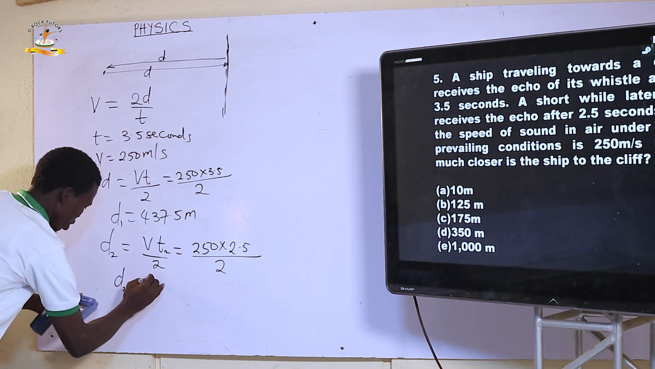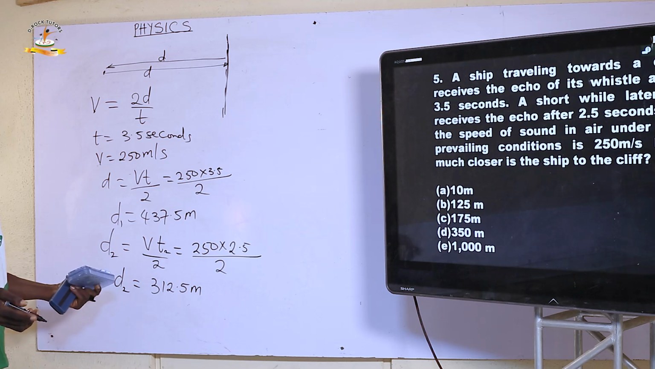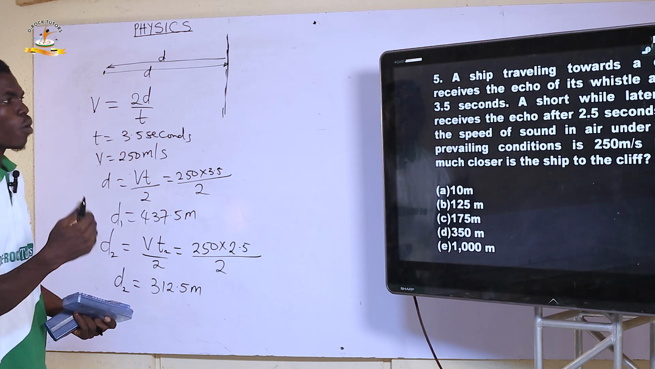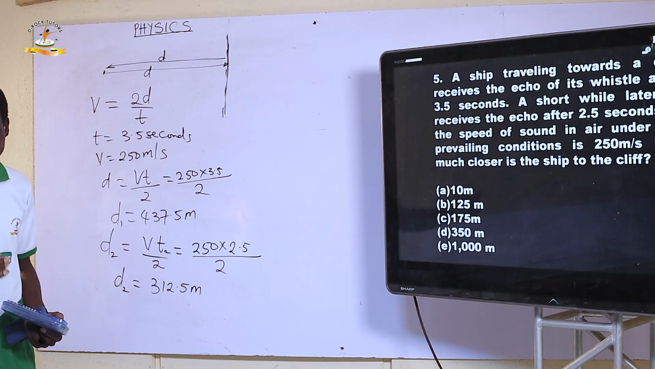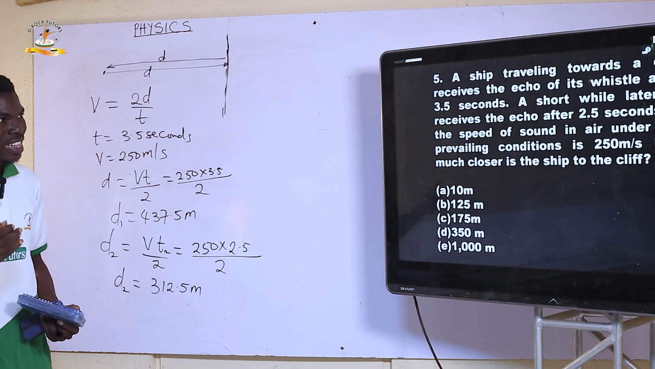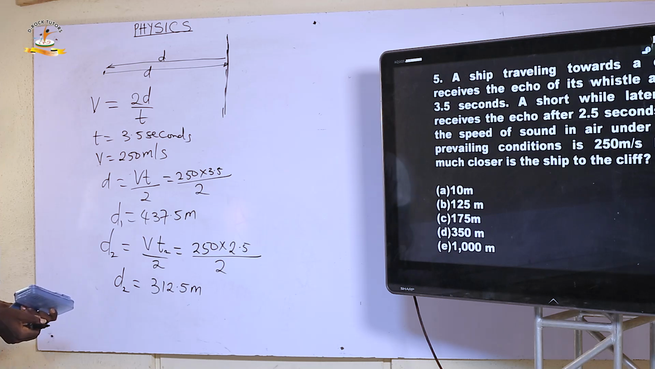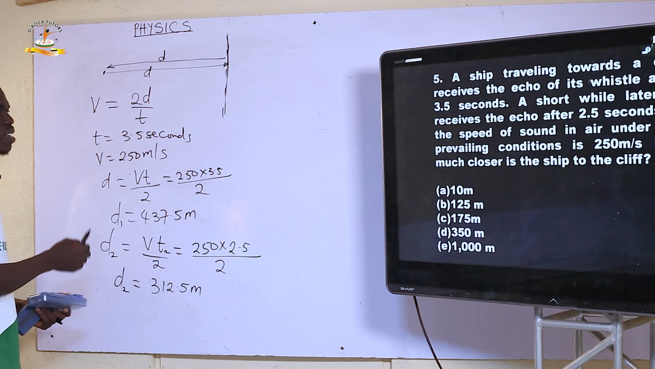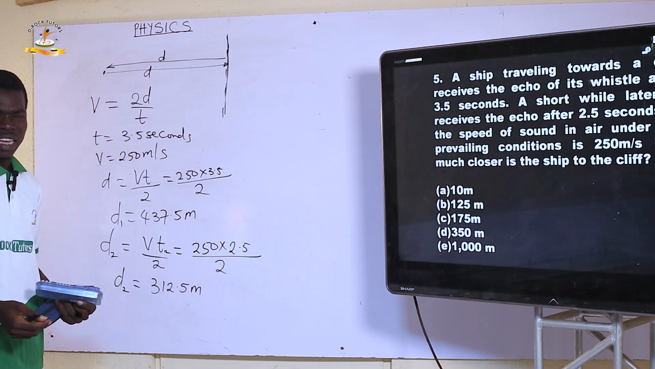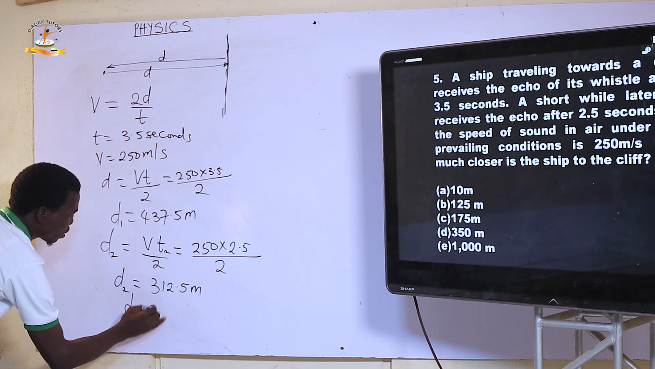And my answer is 312.5 meters. Then the question says, how much closer is the ship to the cliff? We don't have to worry about anything else. We just look at the difference between the first distance and the second distance. That's how much closer it is. I don't know if you understand.